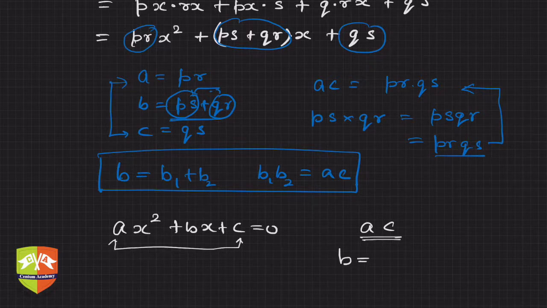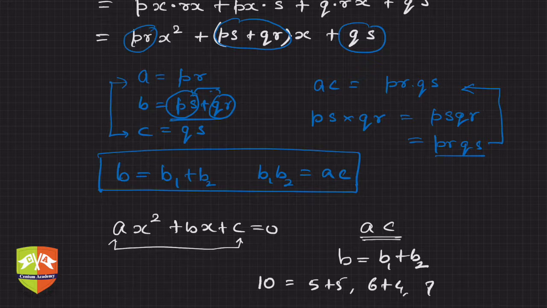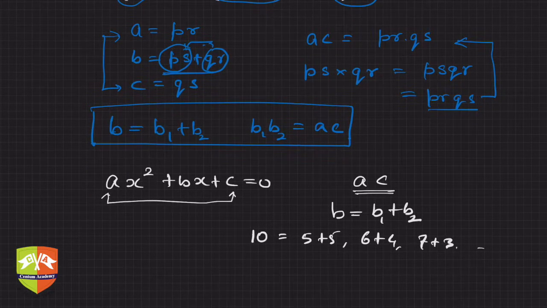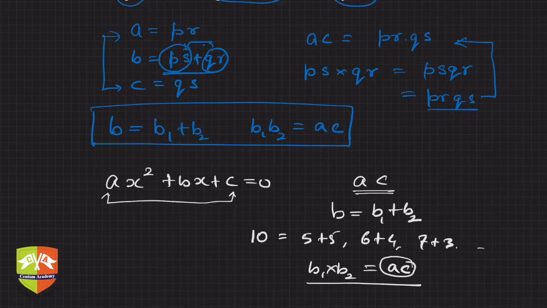But you have to keep in mind that B has to be split into two parts, B1 and B2. Splitting means, let's say B is equal to 10, so either you split it like 5 plus 5, or 6 plus 4, or 7 plus 3, whichever suits the case. You have to split it in such a way that B1 times B2 must be equal to A times C. So keep this in mind: the two parts when multiplied give you A times C.